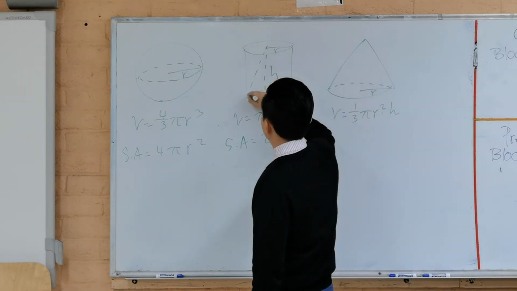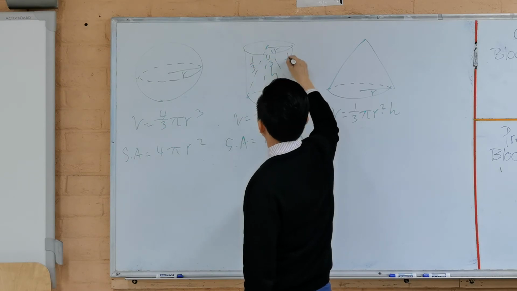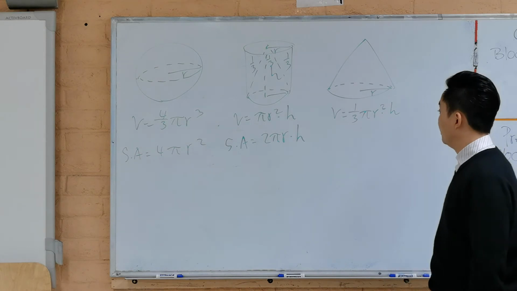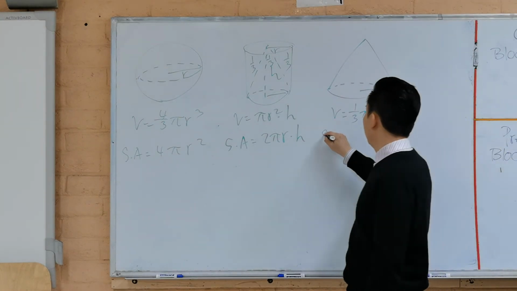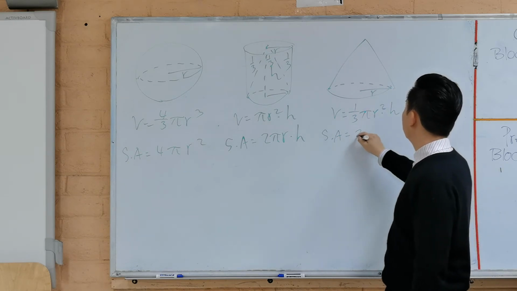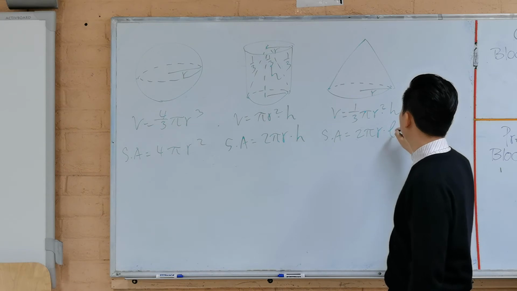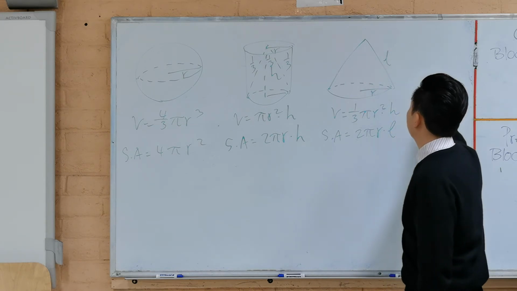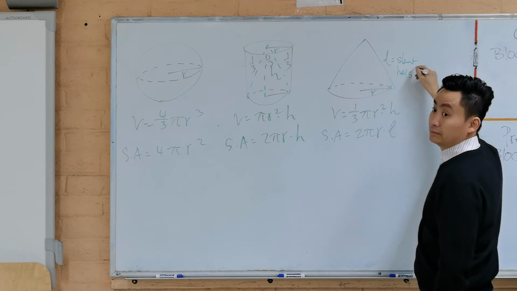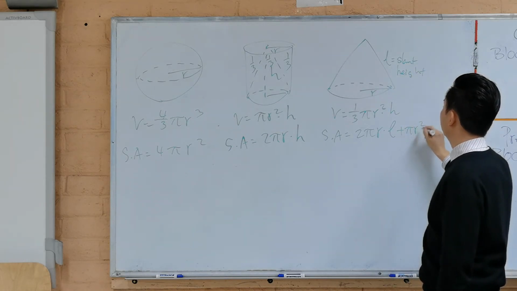So let's say that you try to cut this off. Here's 1/3, 1/3, 1/3, and that would be 1/3 of the volume of a cylinder. And then the surface area for this one would be 2 pi r times L. Well, L means the slant height of the cone. And then plus pi r squared.